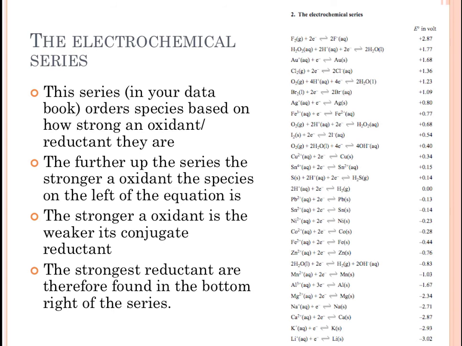Unit 3 Chemistry, Chapter 5, Part 2, Predicting Reactions in Galvanic Cells. So, you have in your data book an electrochemical series. That electrochemical series is very useful to you. It does a couple of things.